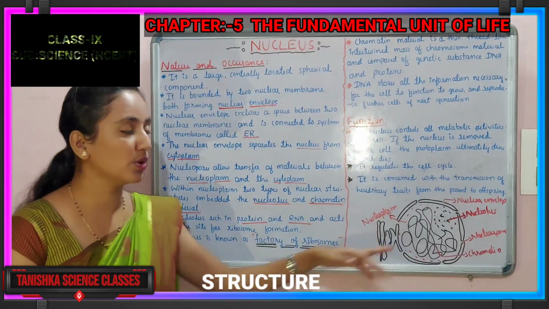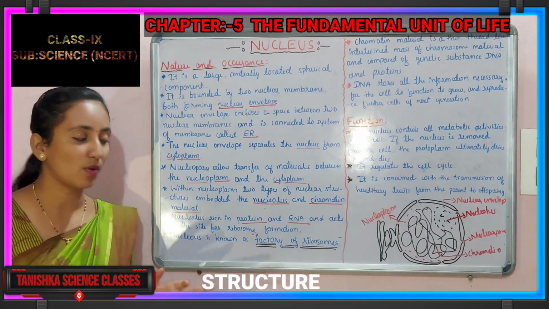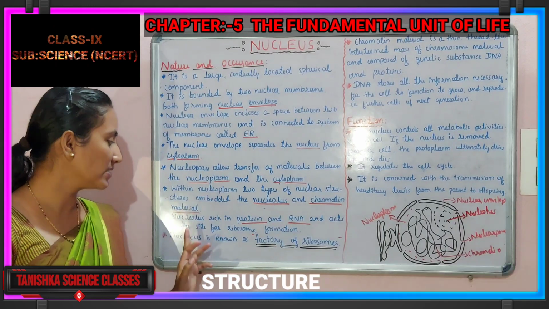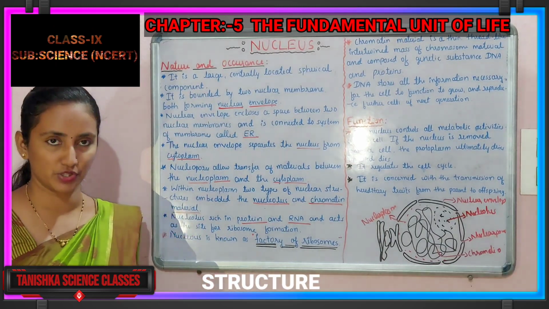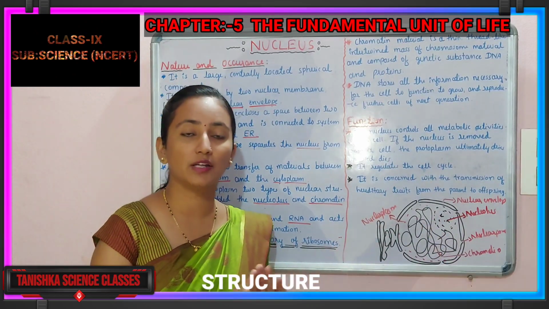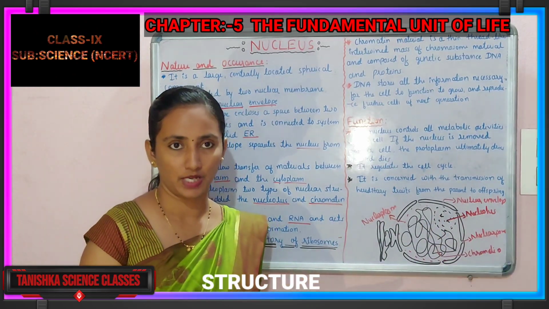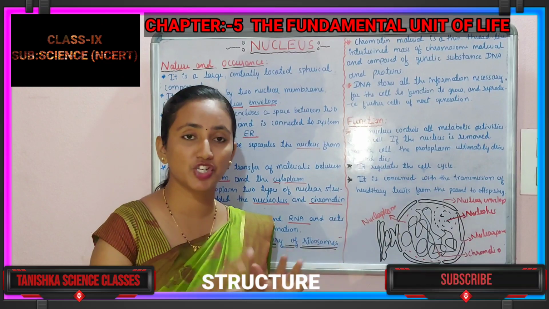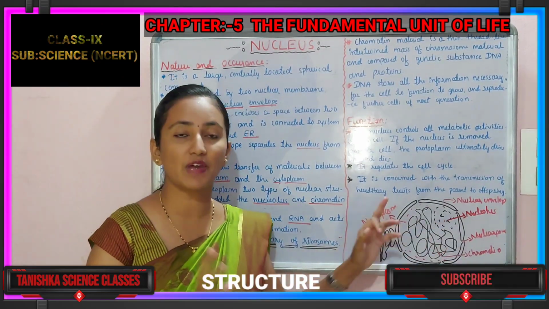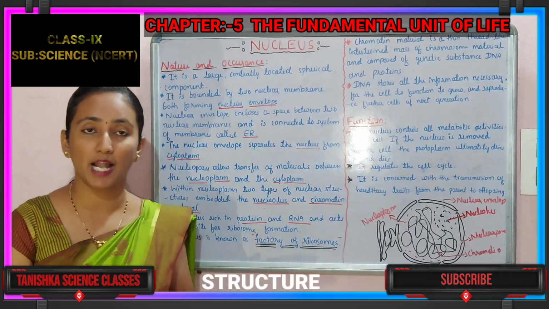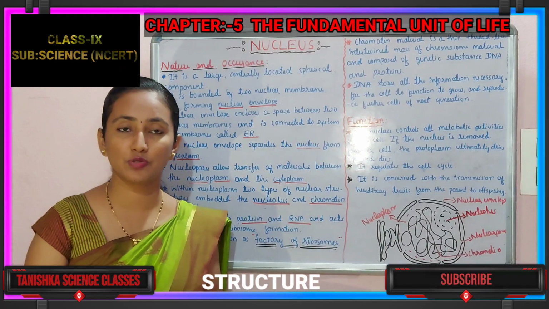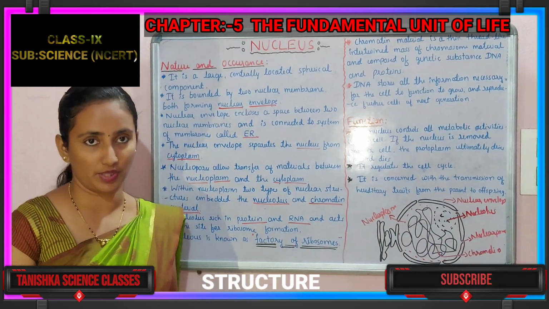So what is the nucleolus? The nucleolus is rich in protein and RNA and acts as a site for ribosome formation. You can observe here it is a nucleolus. It does not contain any membrane. It is a mixture of protein and RNA. It is also called the factory of the ribosome because it helps in the synthesis of the ribosome. And what is the function of the ribosome? They synthesize the protein.